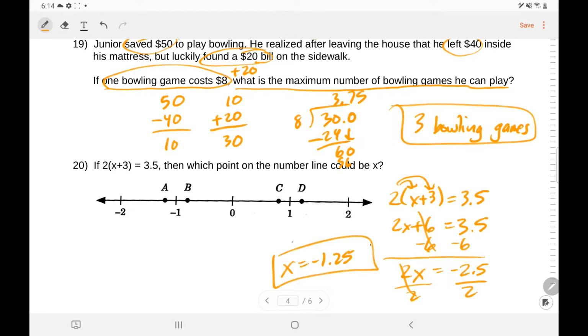Okay, so which of these points is negative 1.25? It's a little past negative 1, so it would be point A. Point A is our answer.